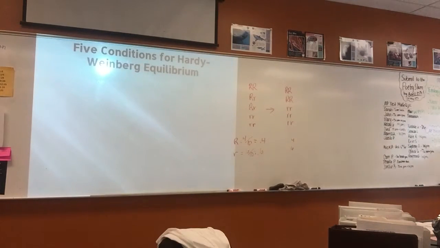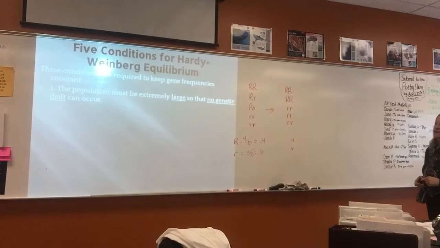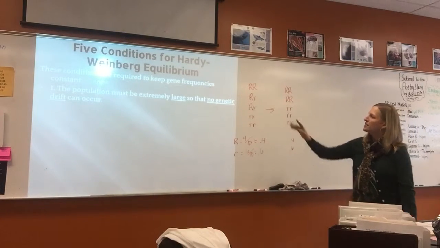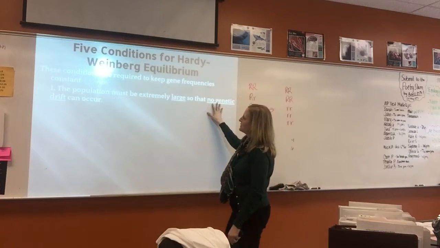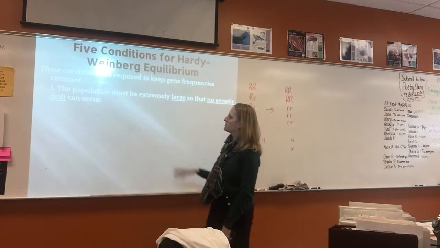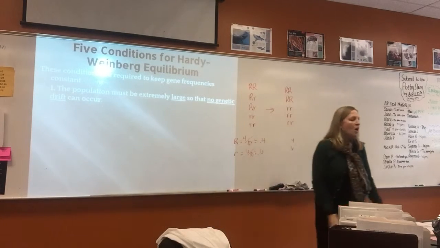So let's talk about what needs to be true for this to happen in a population. There are 5 things that need to be true for a population for their big R and little r frequencies not to change. The first one is the population must be extremely large so that no genetic drift can occur. I'll talk a little bit about genetic drift in a bit, but let's just talk about the population must be extremely large.